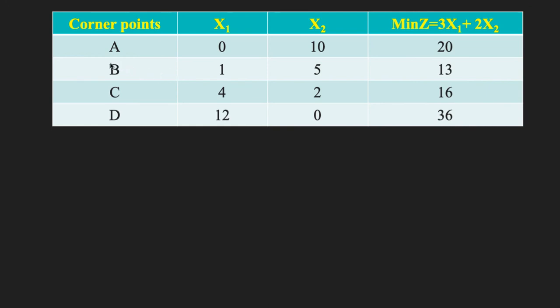Now at this point B, after calculating we are getting x1 is equal to 1 and x2 is equal to 5. So when we substitute x1 here, it will become 3x1 is equal to 3 plus 5 into 2 is how much? 10. That is 3 plus 10 is how much? 3 plus 10 is 13. That is what we have got here. Then we have point C.